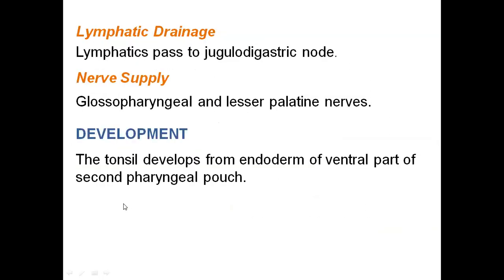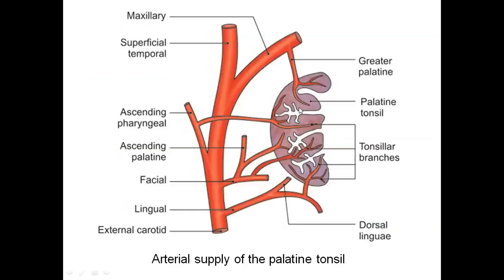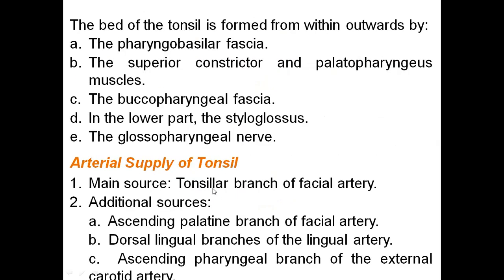Now coming to the blood supply of the tonsil. The blood supply of the tonsil comes from greater palatine branch of maxillary artery, then palatine tonsillar branches coming from ascending pharyngeal, tonsillar branches coming from facial, tonsillar branches coming from the lingual arteries. So the main source is tonsillar branch of facial. The additional sources are ascending palatine branch of facial, dorsal lingual branch of facial, branch of lingual, and ascending pharyngeal branch of external carotid.